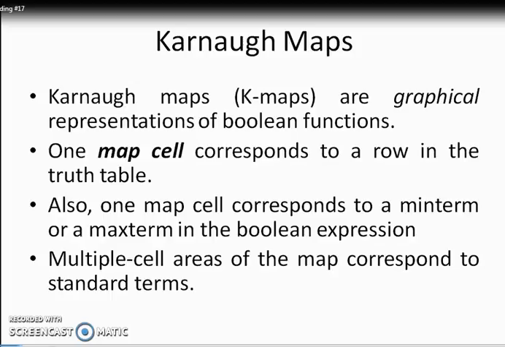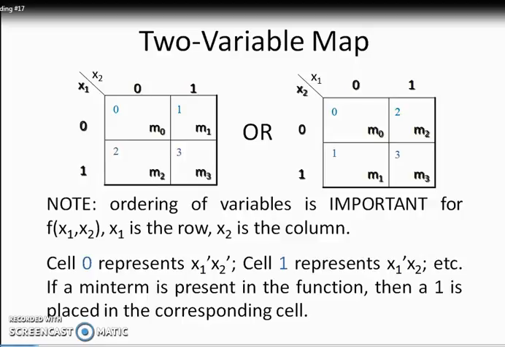Also, one map cell corresponds to a minterm or maxterm in the Boolean expression that is to be reduced. Here, multiple cells of the map correspond to standard terms and are combined to minimize the expression. Based on the number of variables, the number of rows and columns varies. Let us see an example for two variables.